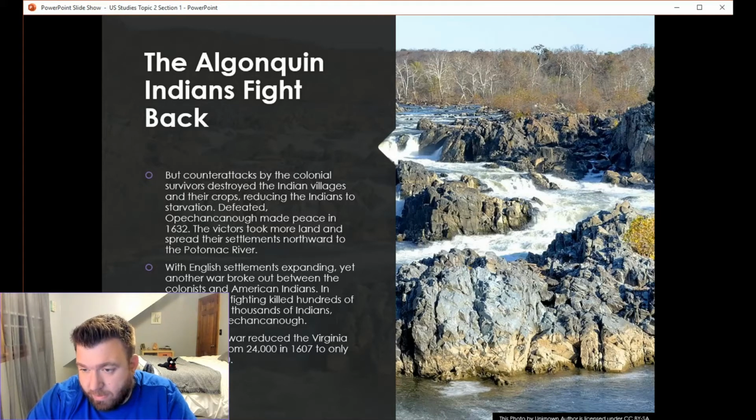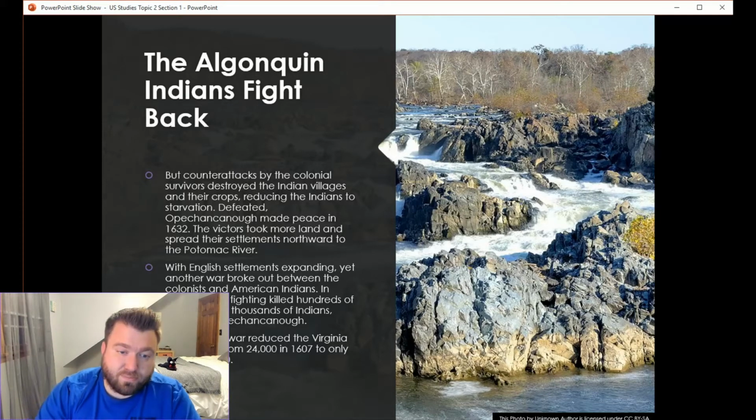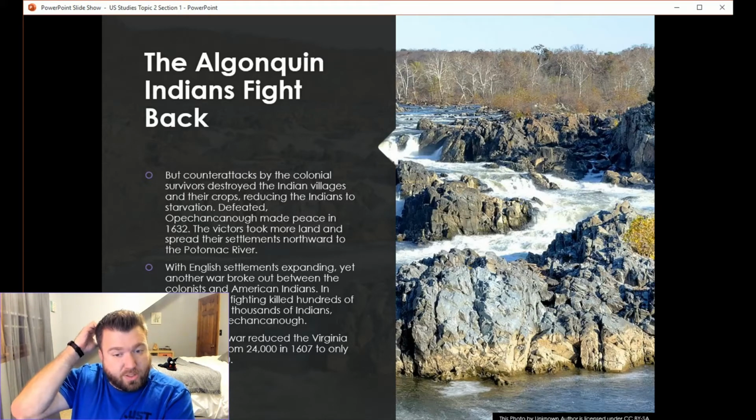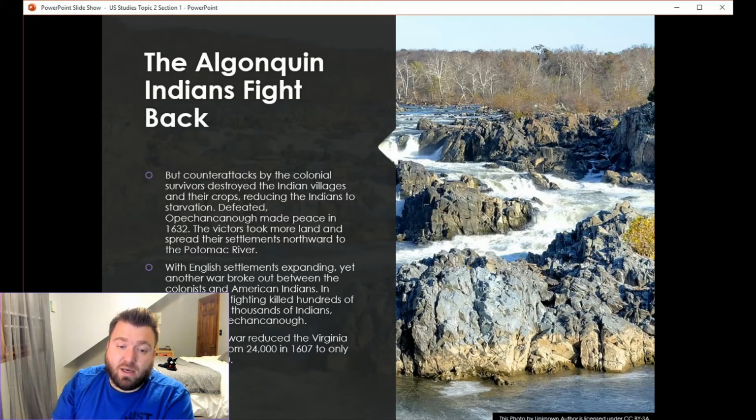So this resulted in a lot of deaths for a lot of Native Americans. Of course, a lot of colonists died in this time too. So this was intense fighting. And the leader that started it all, Opicano, he's going to die in all of this fighting as well.